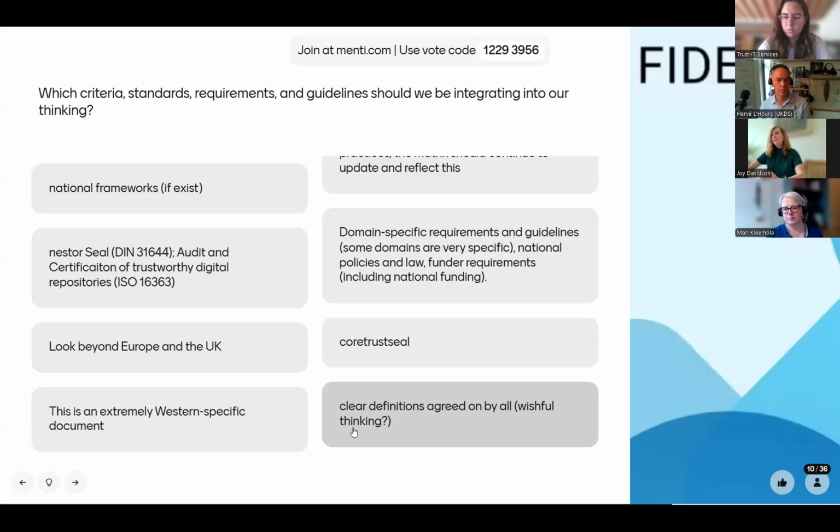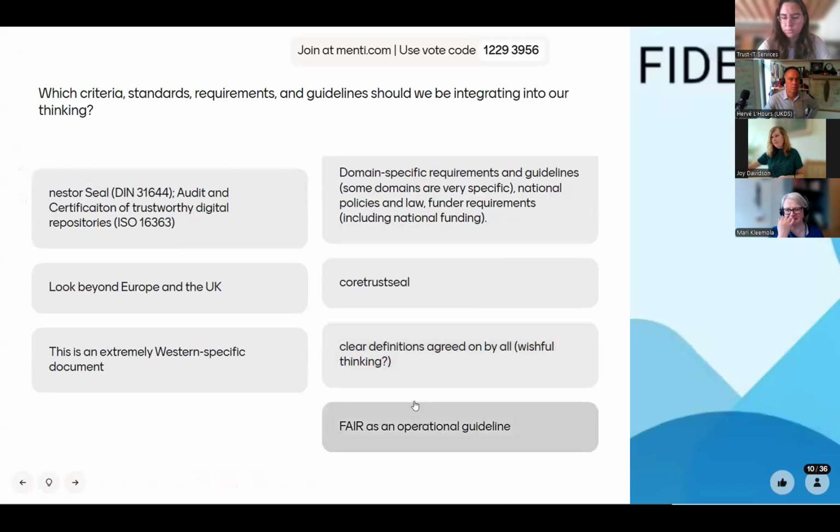And the clear definitions agreed by all. So I think TTRAM in some respects is hoping to do that, I think. But yes, that would also be useful. So I think I don't see any more. Oh, FAIR as an operational guideline. And I think definitely as the matrix becomes more granular, I think some of these aspects will come through. So that is definitely something we're thinking about as well. So I don't see anything else.